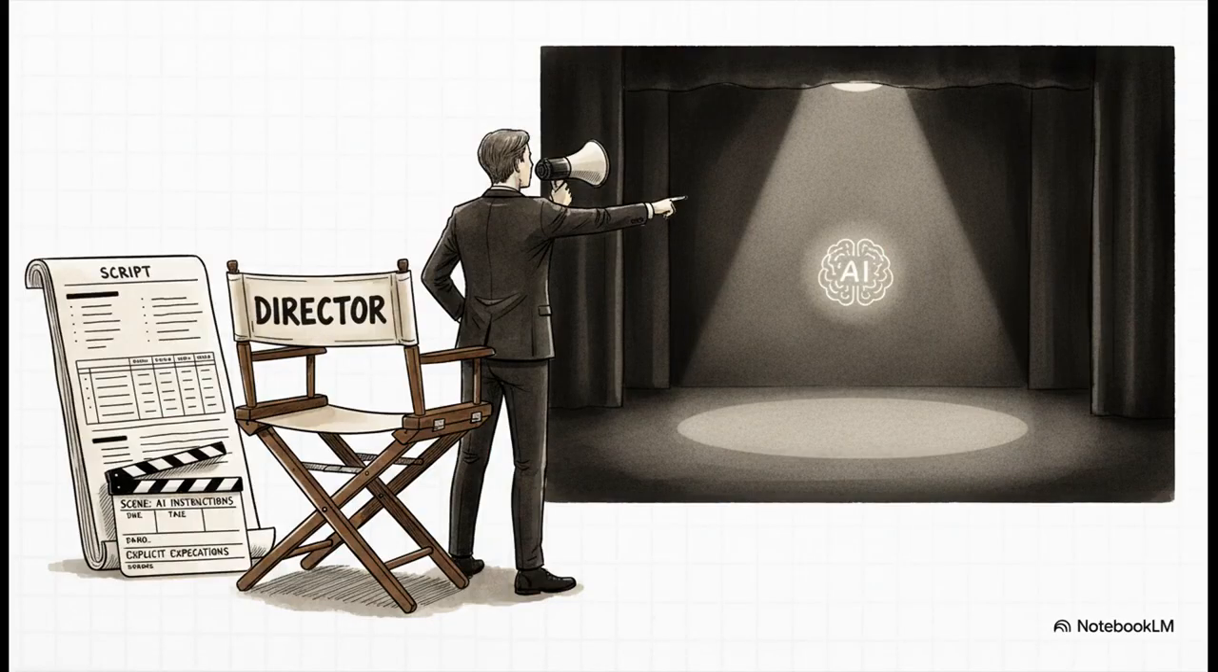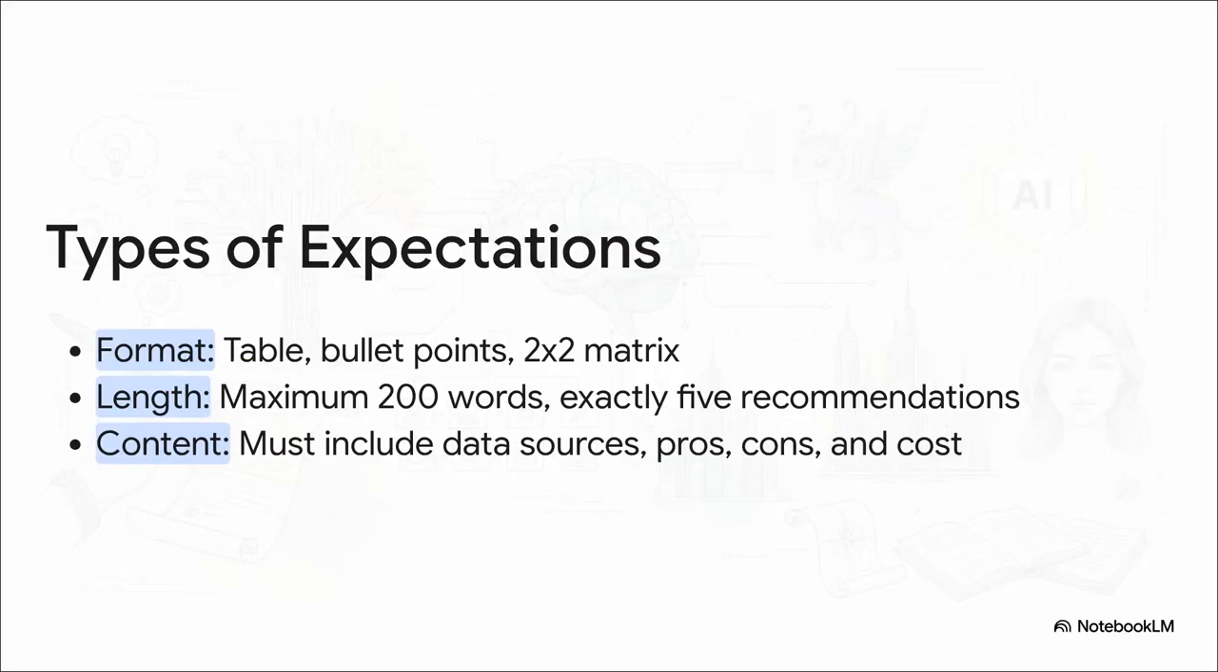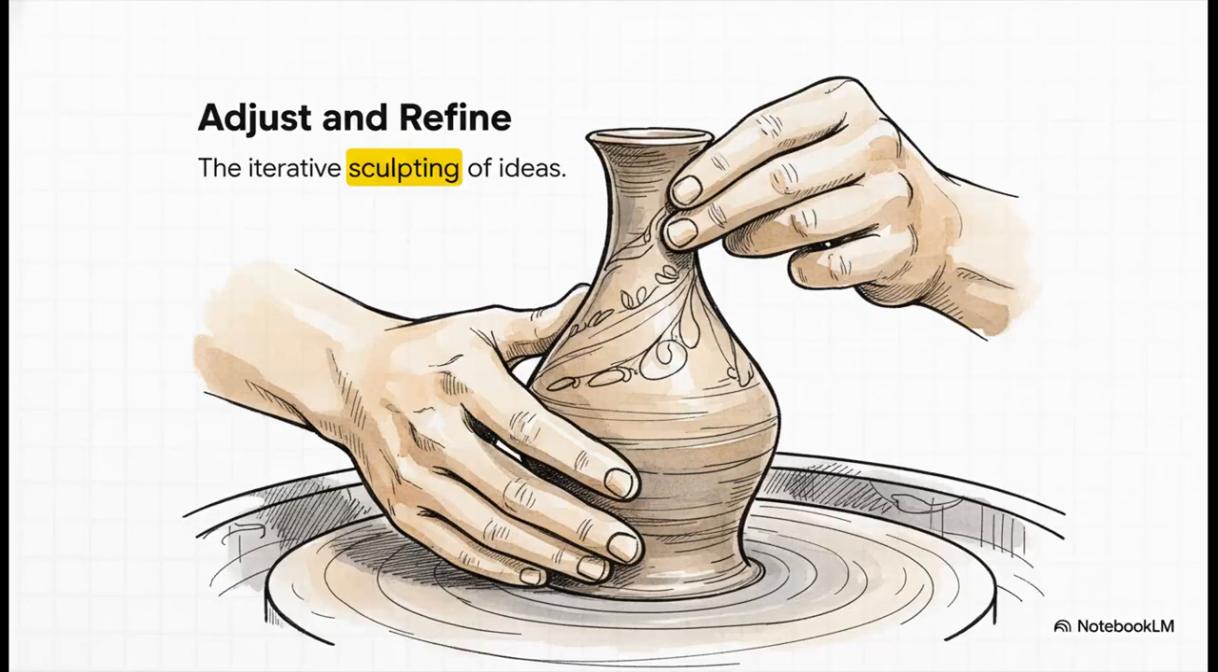Okay, on to E for explicit expectations. This is where you get to be the director. You need to tell the AI exactly what you want the final output to look like. Don't just hope you get a good format, you have to demand it. Seriously, think of it like a little checklist for yourself. Do you want a table or maybe a bulleted list? Do you need a 200-word summary or a 5-item breakdown? And does it absolutely have to include pros and cons or cost estimates? Spell it all out. Now, this next one is a huge mindset shift.